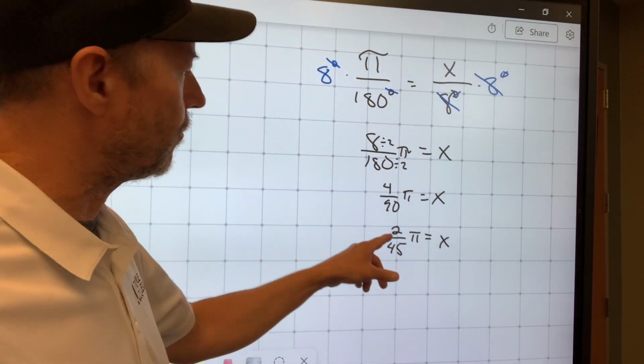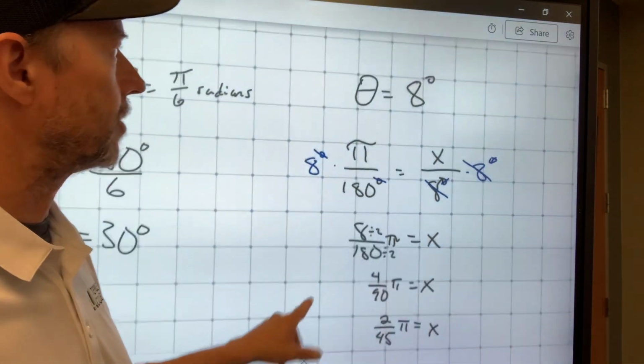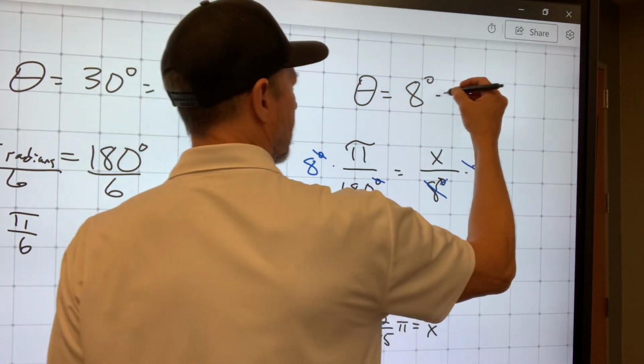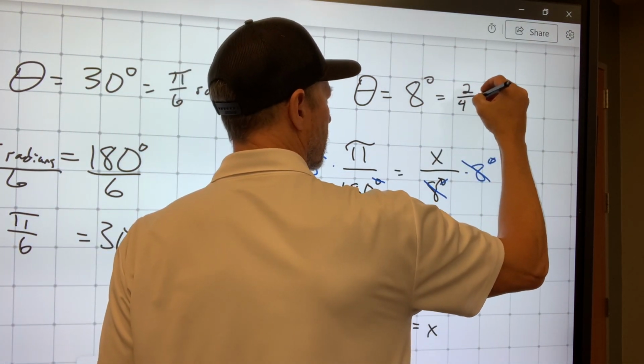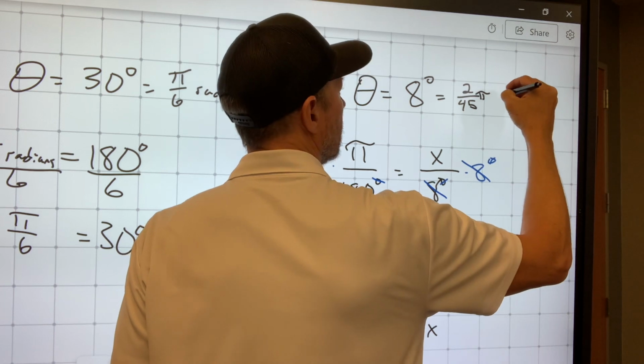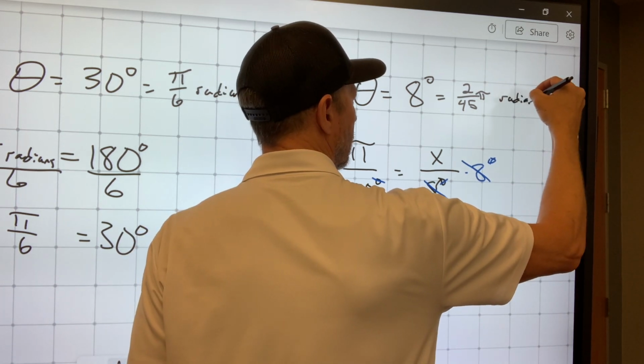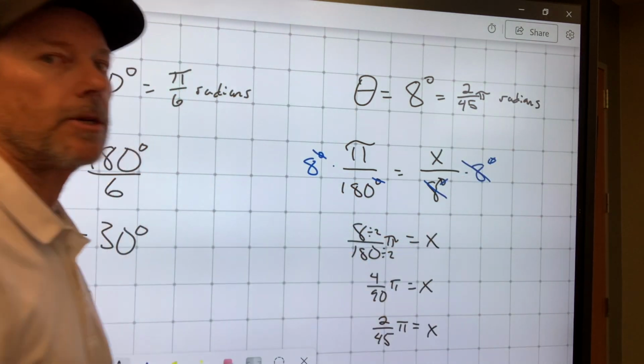And so 2/45 of pi is the radian measure of 8 degrees. So 8 degrees is 2/45 of pi radians. Those two measurements are equivalent.